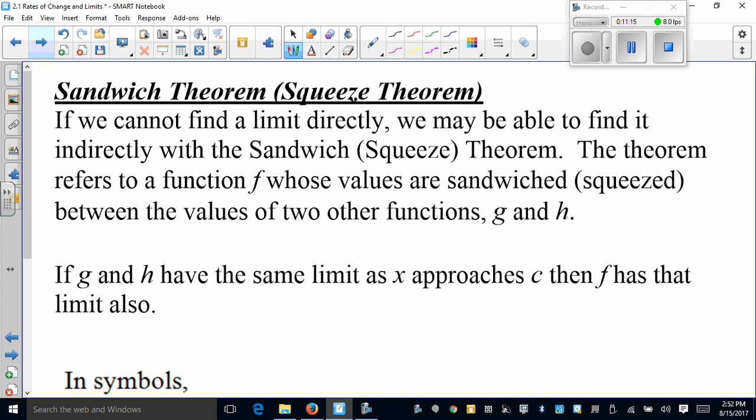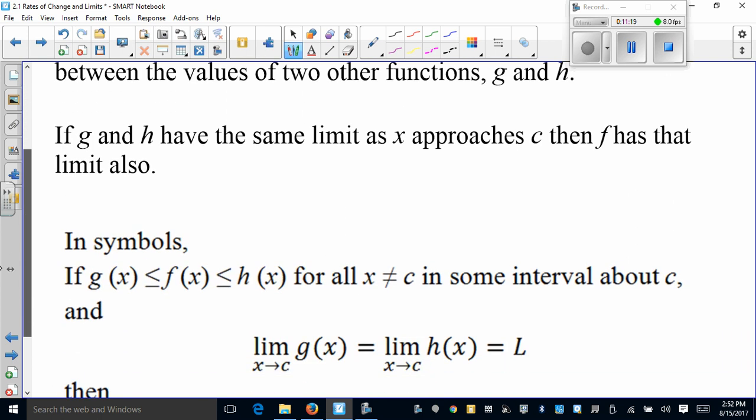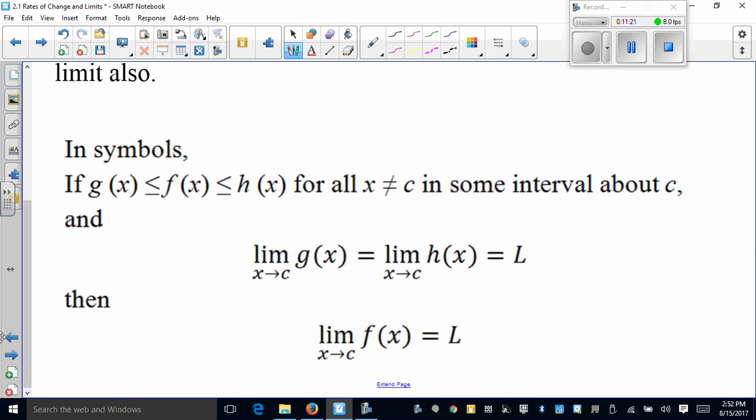If g of x is less than f of x, which is less than h of x, for all x not equal to c in some interval about c, and the limit as x approaches c of g of x equals the limit as x approaches c of h of x, which is equal to L, then the limit of f, the one that's in the middle, also approaches L.